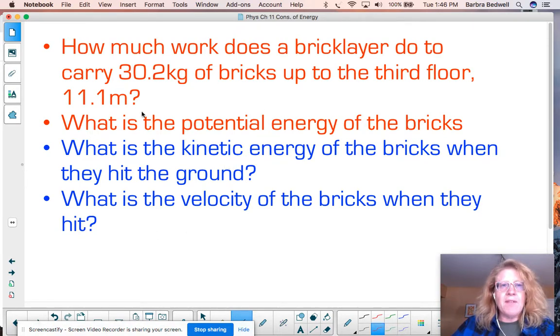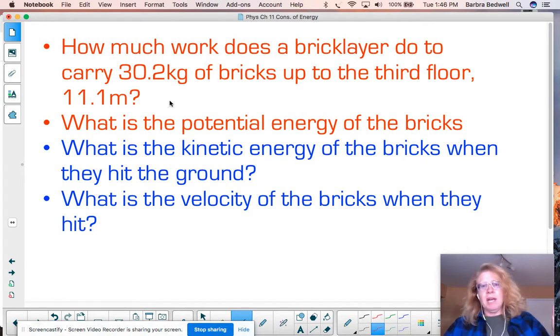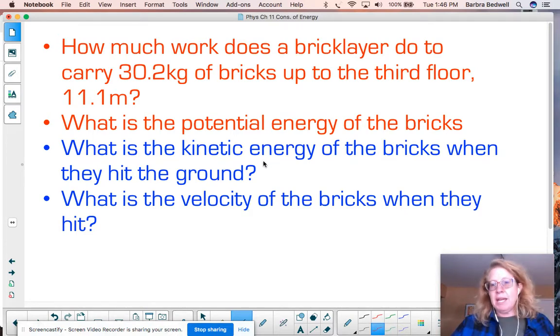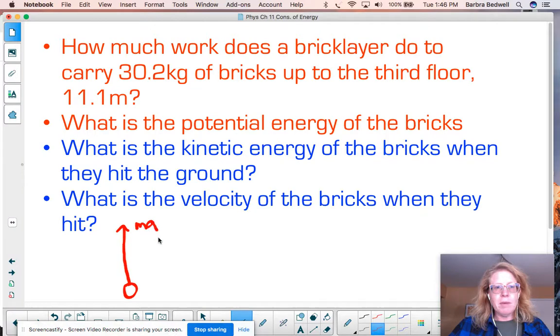Well, if I've got it at 11.1 meters and I push them off the top of the bridge, or if I drop them from the top of the ladder, what's going to be the kinetic energy when they hit the ground? Well, think about how this works. If I take a set of bricks and I lift them up to this point, I now have bricks with a certain amount of potential energy that's stored in them. If I drop them back to the ground, I have now converted that potential energy into kinetic energy.